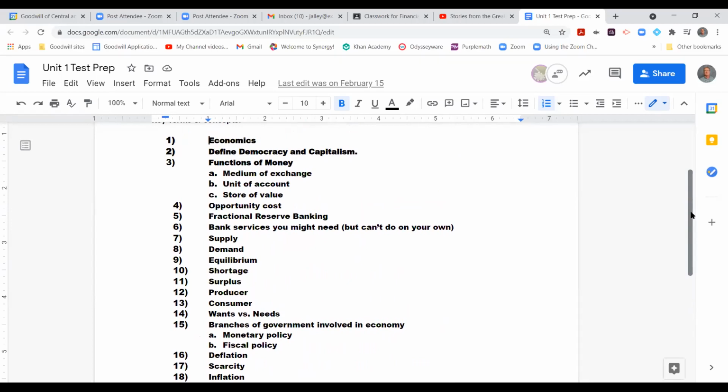Any questions or comments so far? How many questions are on the book? 22 or 23, something like that. Brianna just asked how many questions are on the test.